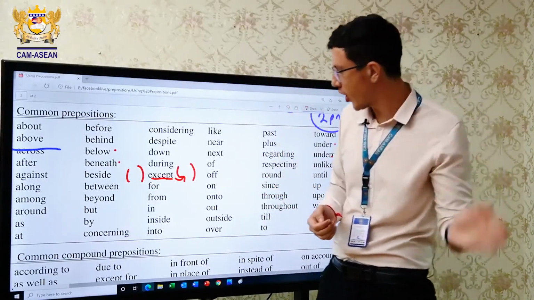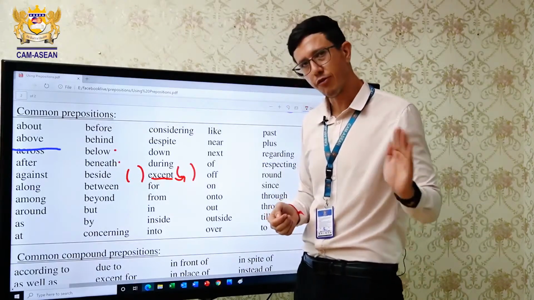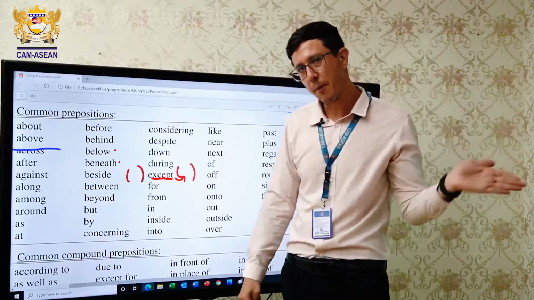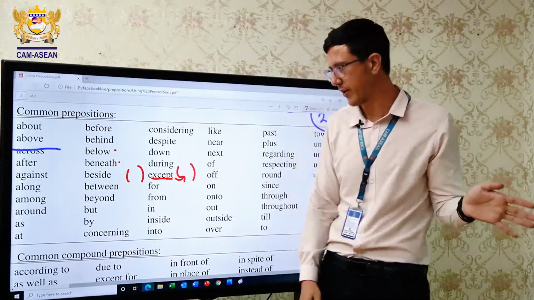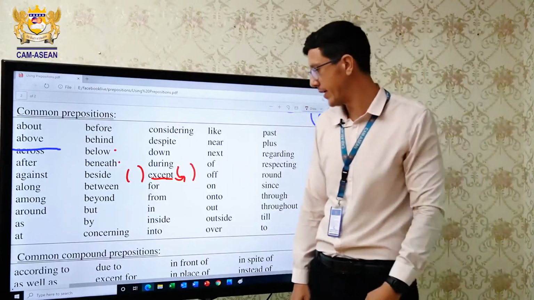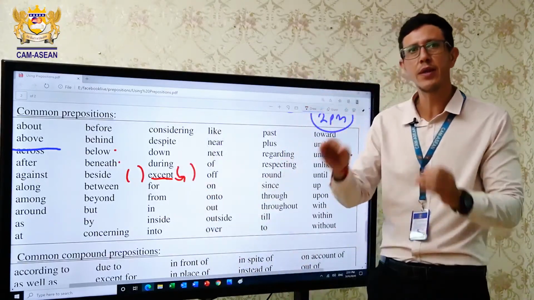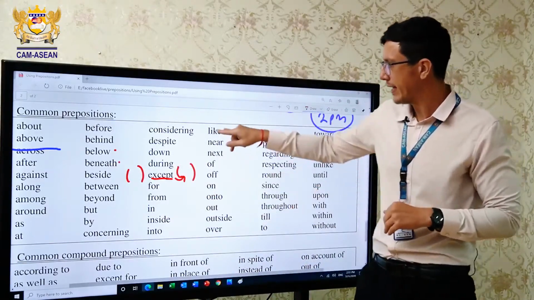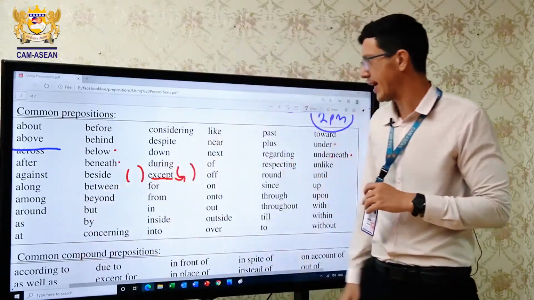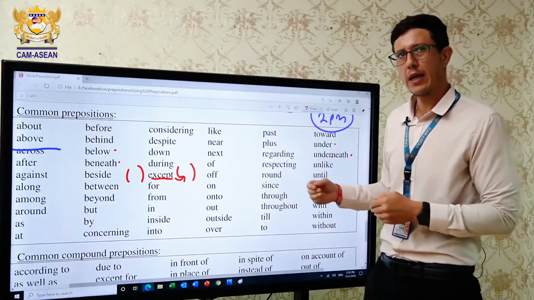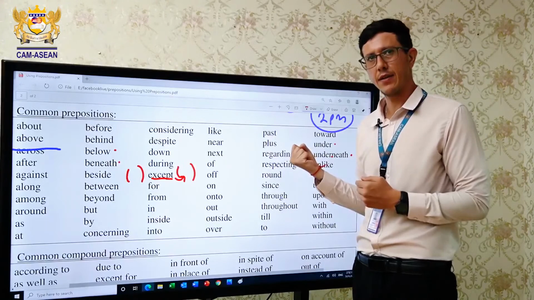From means start. From means start. Like to means end. From me to you. From is start. Start time, start location. In, we said, inside, same thing. Into, change. Like is like as, example. And near just means close to. I am near the TV.